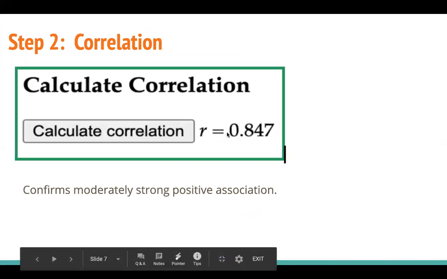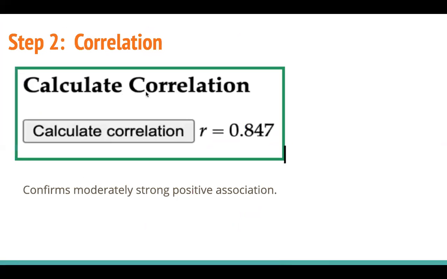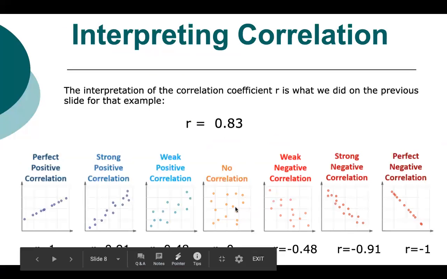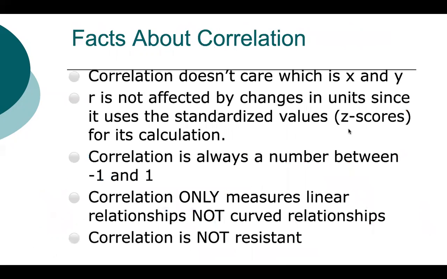For that example, when we calculated the correlation coefficient, luckily StatCrunch does this super quickly, and we get that R is 0.847, which confirms that moderately strong positive association. Here's this slide to remind you of the continuum, right? Positive 1 is a perfect positive correlation, 0 is no correlation, and then -1 is a perfect negative correlation, and some other pictures in between.